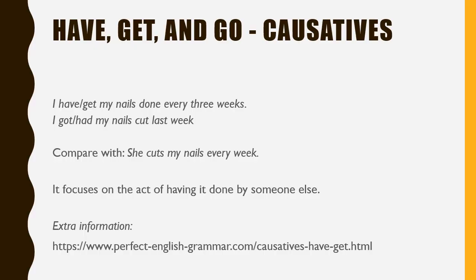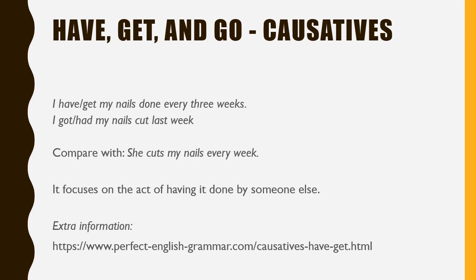Now for some more grammar. And we'll start with causatives, which we will form with have, get, and go. But you can do it with any other verb as well. So we use a causative verb when we want to talk about something that someone else did for us or for another person. It means that the subject caused the action to happen but didn't do it themselves. Maybe they paid for it or asked for it or persuaded the other person to do it.